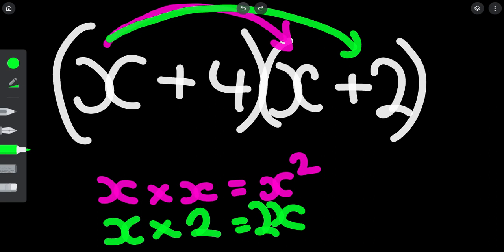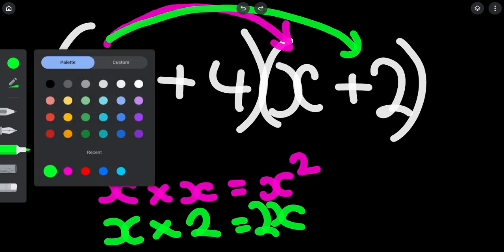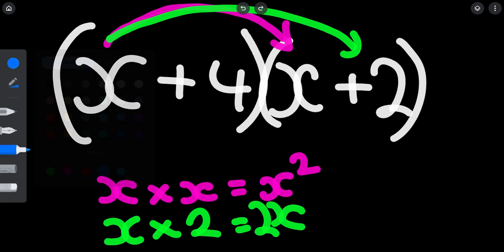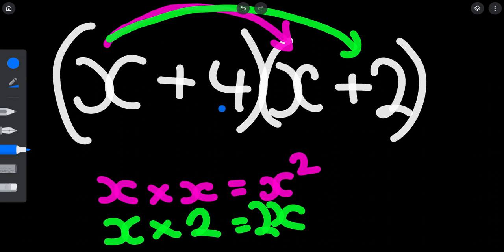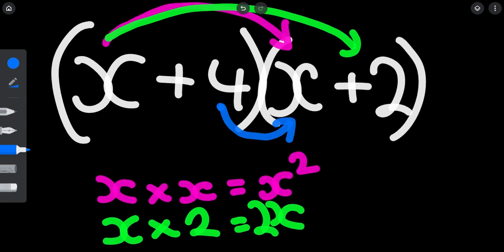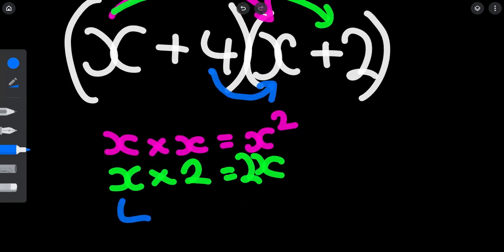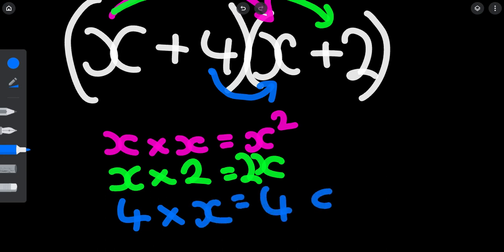Then what we're going to do is move on to the second term. So we're going to times the second term in the first brackets by the first term in the second. So what we're going to do is 4 times x, which we know is 4x. Simply write that down. 4 times x is 4x.